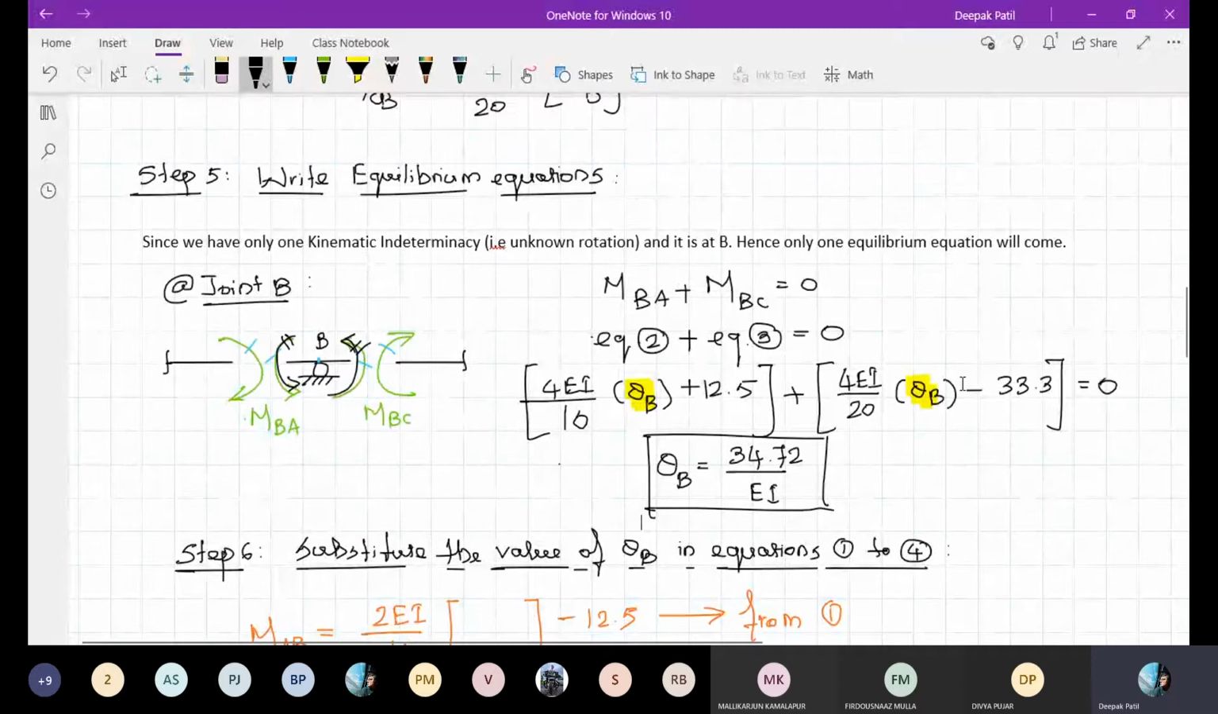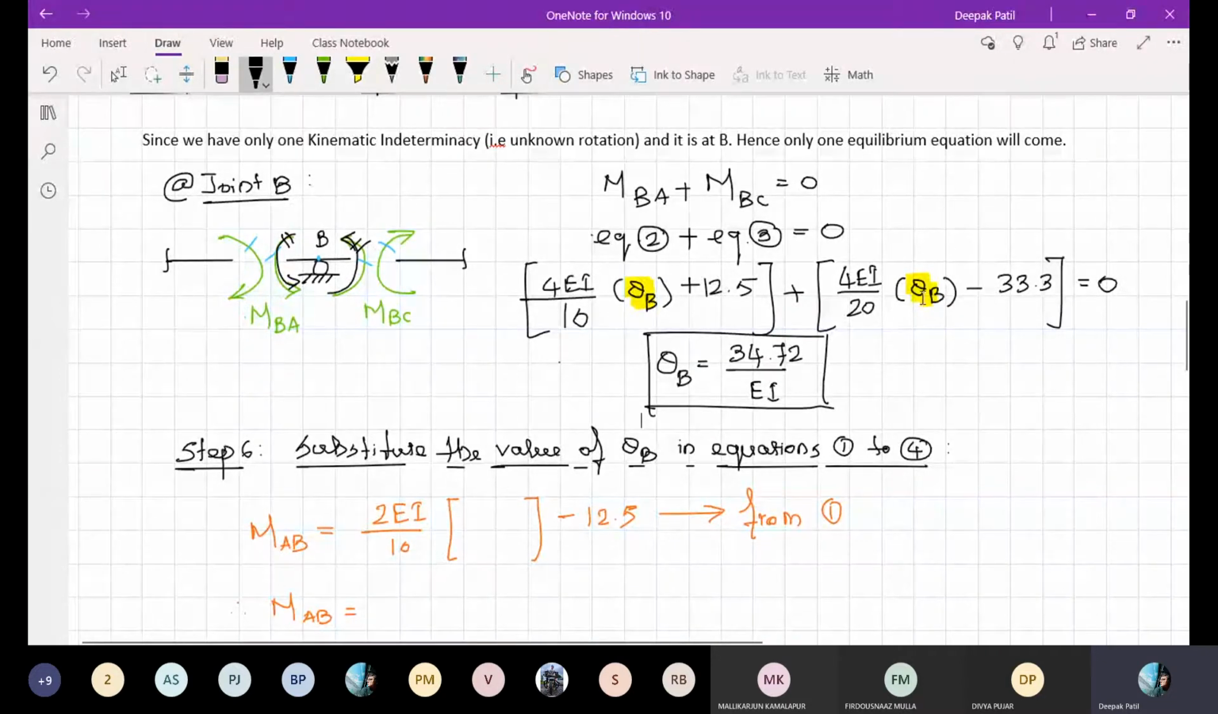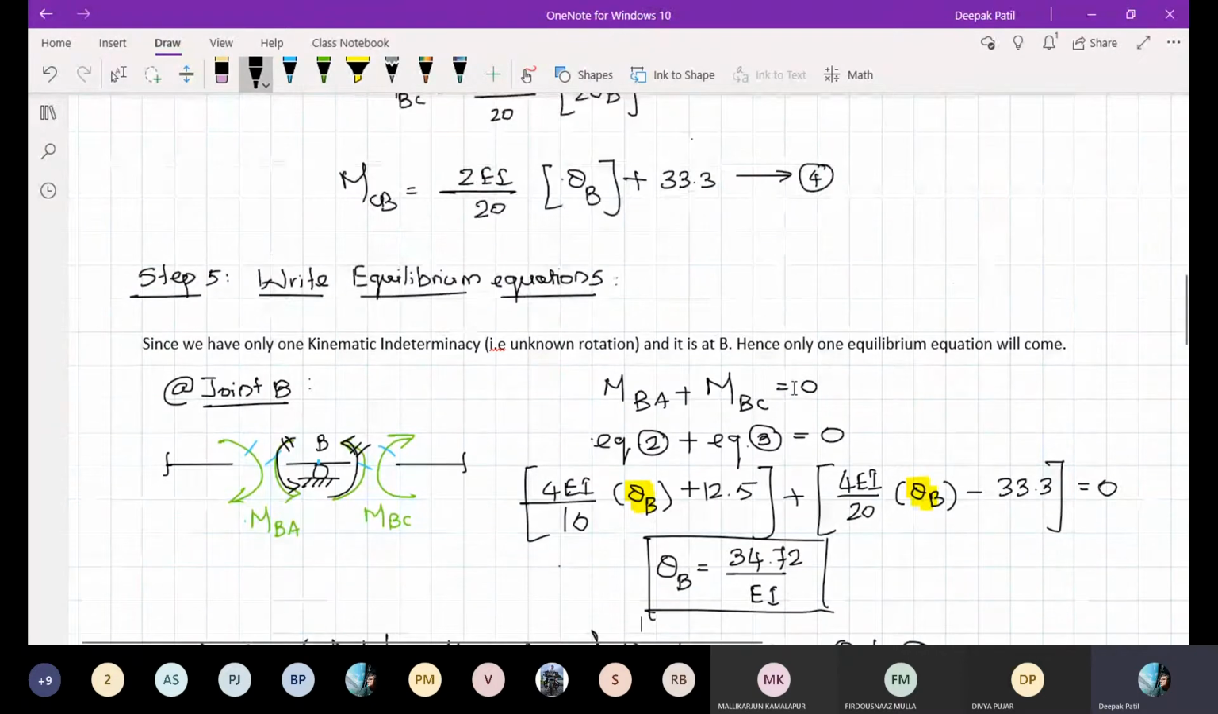When I write equation 2 plus equation 3, I can see that the only unknown is theta B. EI is not unknown. It is a known constant. They have already given it to you. So the only unknown is theta B. Once I solve this, I will get the value of theta B as 34.72 divided by EI. Is that clear? Any doubts?